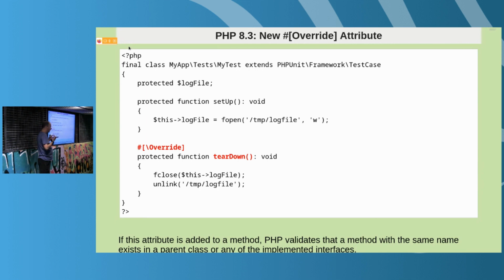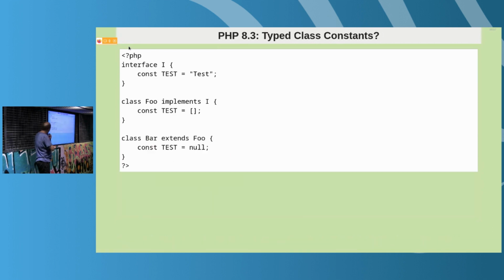Like it has named arguments, much more typing, which helps you figure out what your intent is. And I think that's a trend that we'll continue to see over the upcoming years as well. Override in PHP 8.3. Now we also get typed class constants.